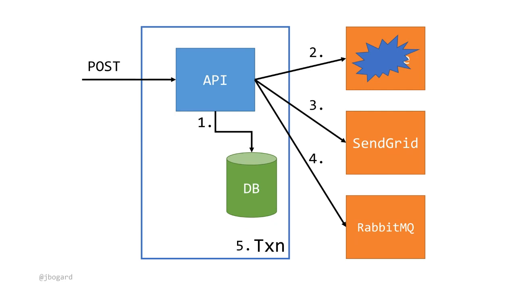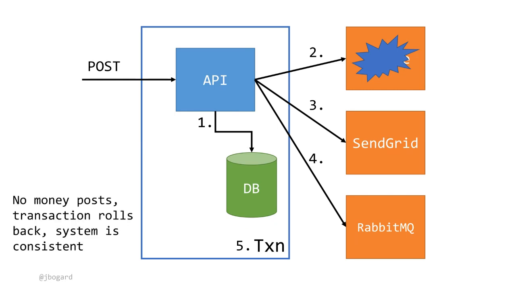What happens when Stripe fails? So we've retrieved data from the database. We've inserted a row into the database. We made the first call out to Stripe and that call failed. Well, no money posts to Stripe because that call failed. However, we do have our database wrapped in a transaction, so when we get an exception, that transaction rolls back.